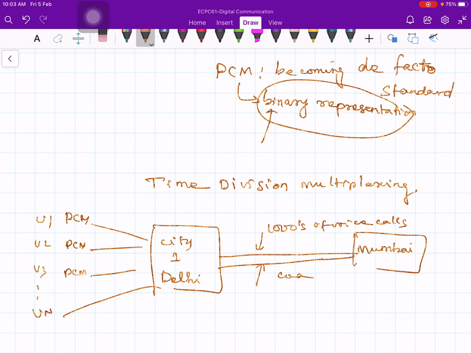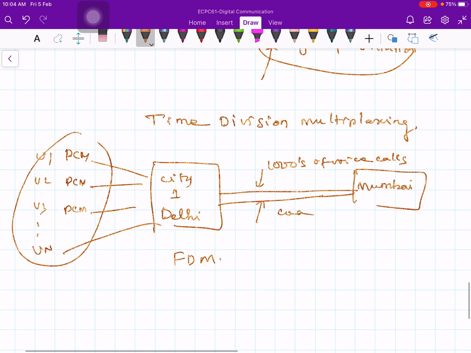If you have a cable or a communication system which could accommodate more than one voice signal, you could do so by simply multiplexing a number of voice signals in an appropriate manner. One possible technique of doing this is frequency division multiplexing, which we did in our previous course in analog communication. Here we will be talking about TDM, time division multiplexing.